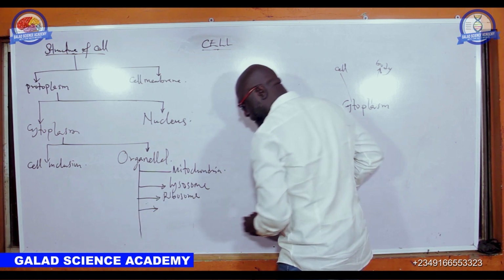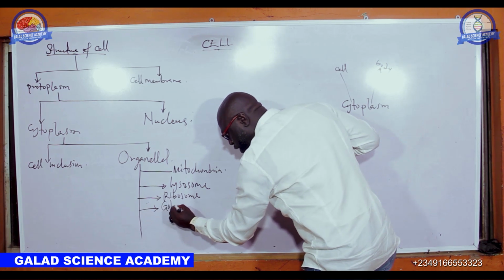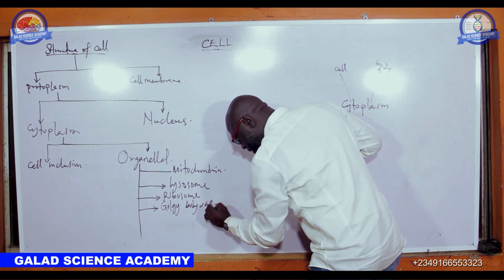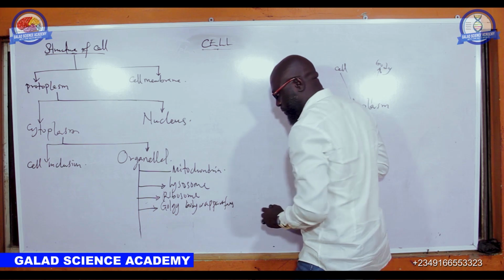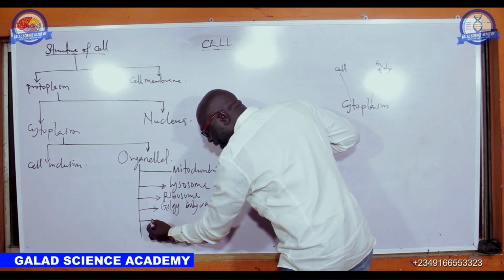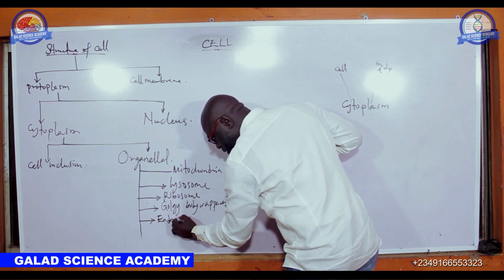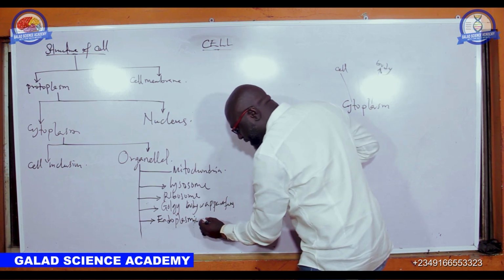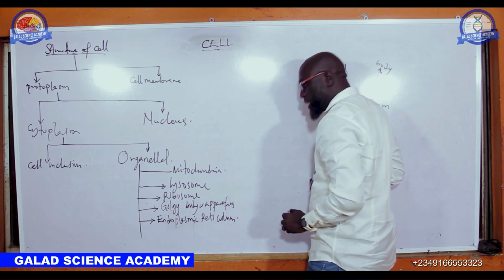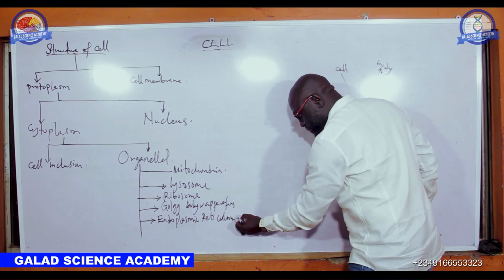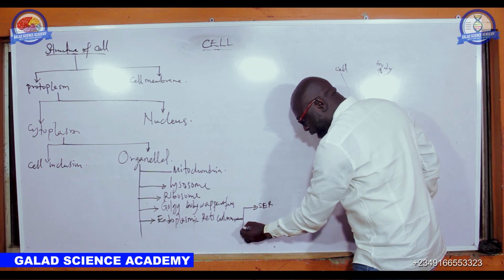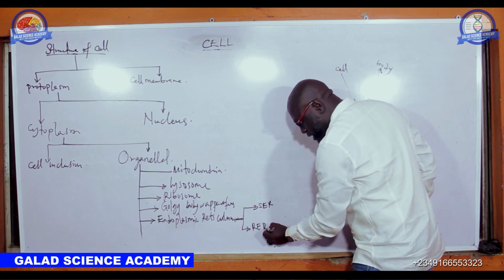We have Golgi body or Golgi apparatus. We have endoplasmic reticulum. This endoplasmic reticulum is also divided into two parts. We have smooth ER and we have rough ER.